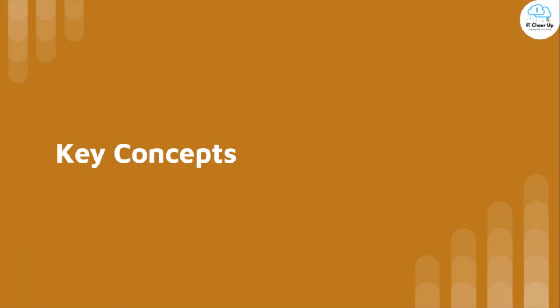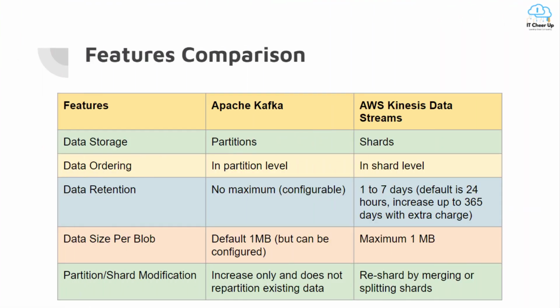Both AWS MSK and Confluent Cloud are built on Apache Kafka, so I will compare the key concepts between Apache Kafka and Kinesis Data Streams. Apache Kafka uses partitions, and AWS KDS uses shards in the data storage, so Apache Kafka's data ordering is at the partition level, and AWS KDS data ordering is at the shard level.